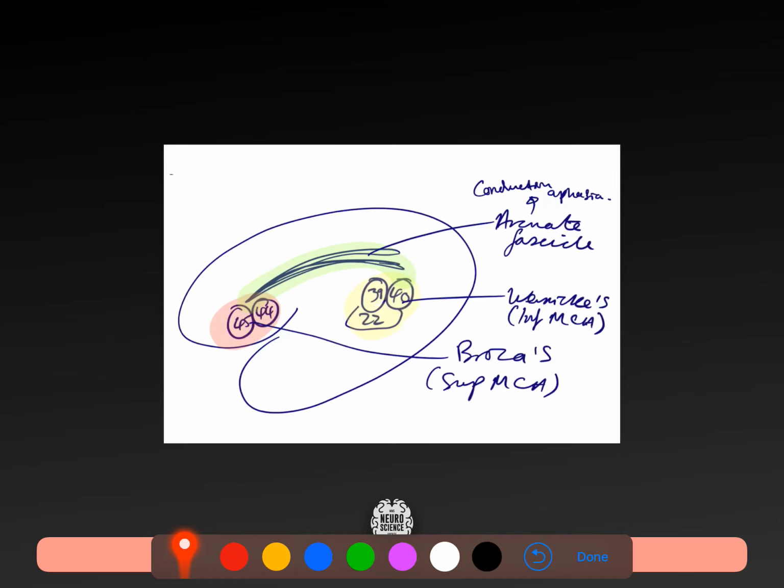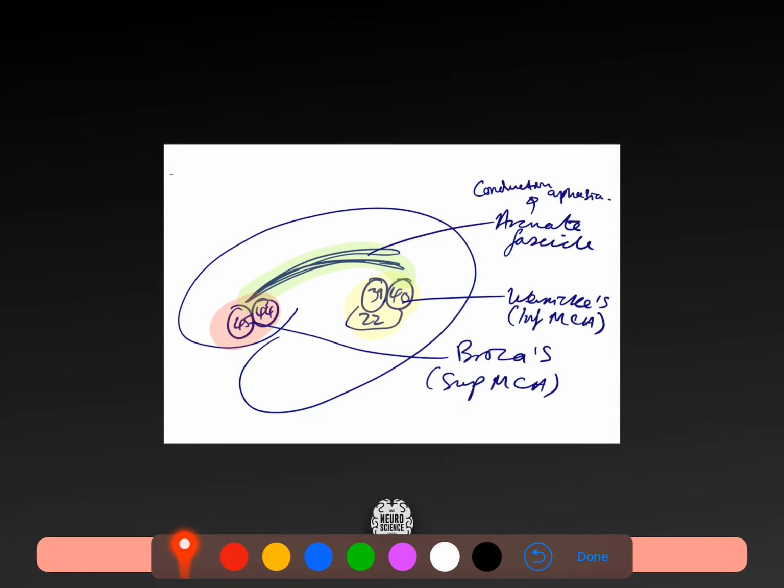If we look medially, I want to draw your attention just to this here. 44 and 45 is Broca's area. 39, 40 and the posterior portion of 22 is Wernicke's area.